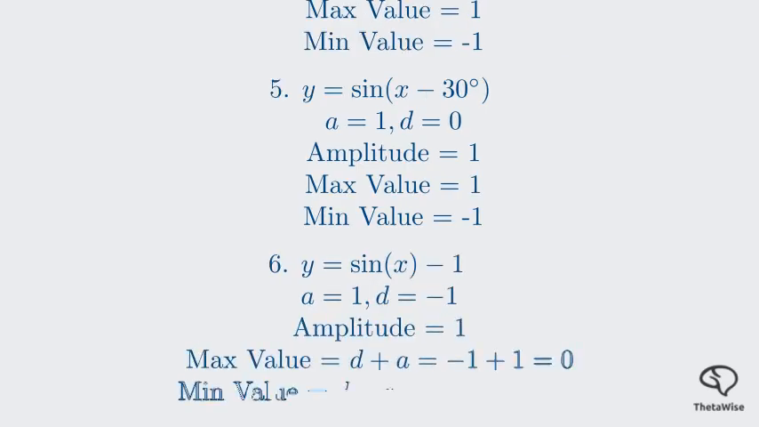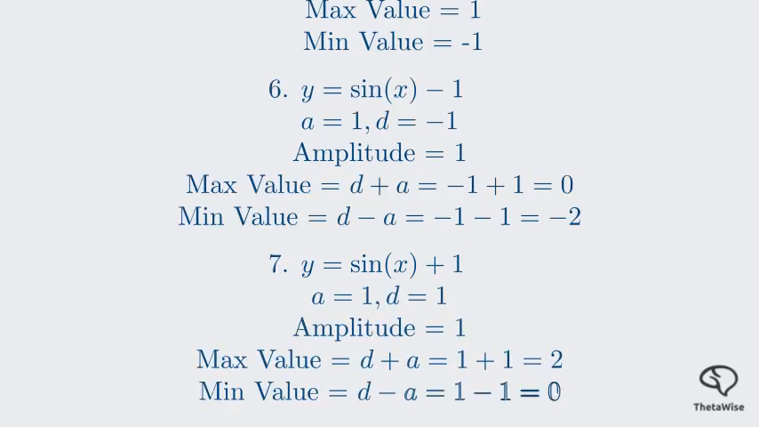For y equals sine x minus 1, A is 1 and d is negative 1. The amplitude is 1. The maximum is negative 1 plus 1, which is 0. The minimum is negative 1 minus 1, which is negative 2. Finally, for y equals sine x plus 1, A is 1 and d is 1. The amplitude is 1. The maximum is 1 plus 1, which is 2. The minimum is 1 minus 1, which is 0. We have now stated the amplitude, min, and max for all 7 graphs.